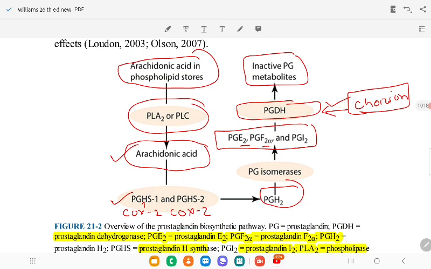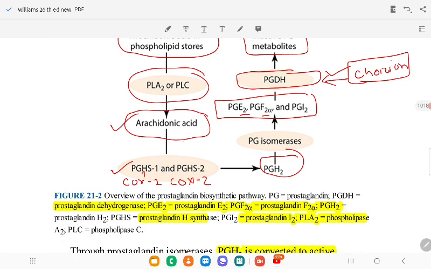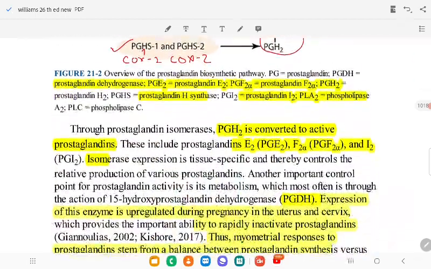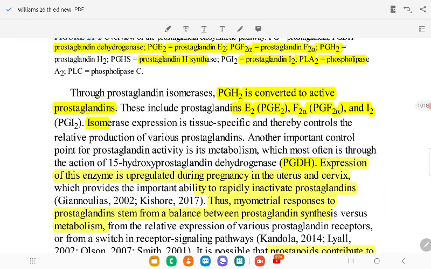Arachidonic acid in the phospholipid store is released by phospholipase A2 or phospholipase C. This arachidonic acid, with the help of COX-1 and COX-2, that is PGHS1 and PGHS2, is converted into PGH2, and then prostaglandin isomerase converts it to PGE2, PGF2 alpha and PGI2. If she is not in labor or at term, these three, PGE2, PGF2 alpha and PGI2, are metabolized by prostaglandin dehydrogenase, secreted by the chorion and amnion, which inactivates the prostaglandin metabolite and prevents preterm labor.